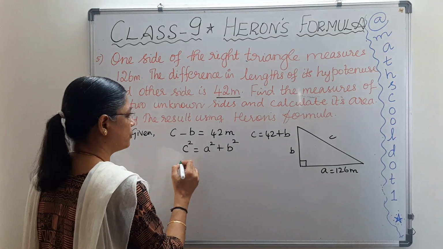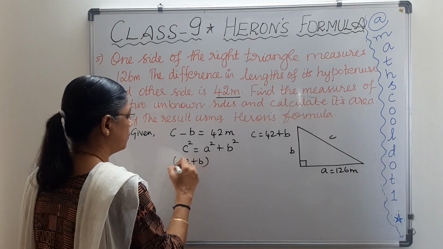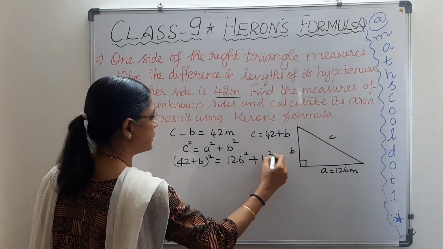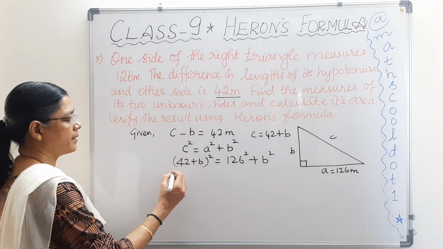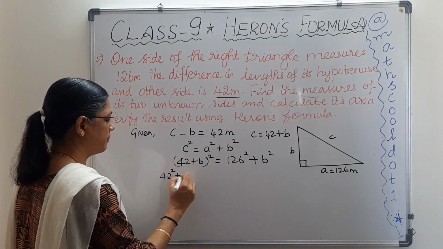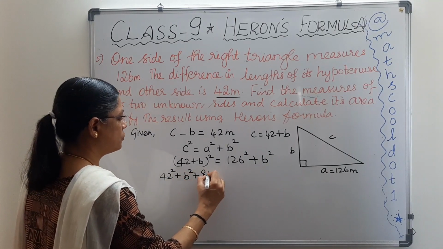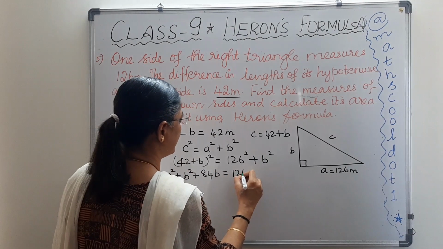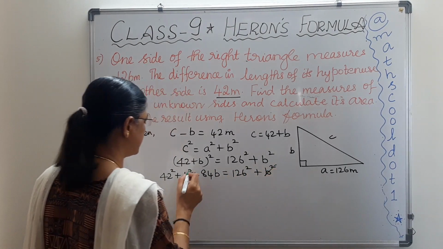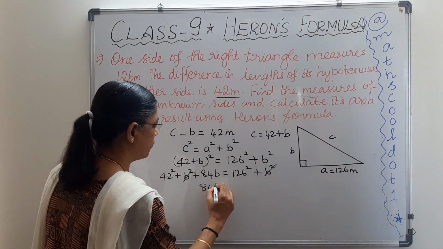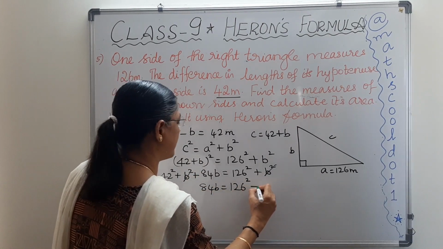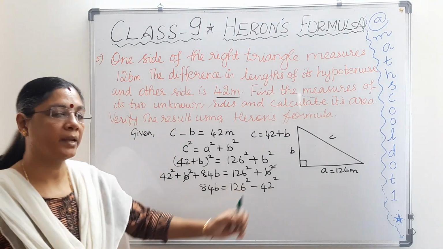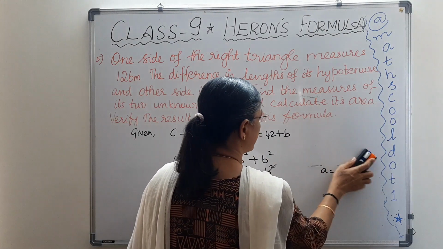So I can substitute: 42 plus B the whole squared is equal to 126 squared, A is equal to 126, isn't it? Plus B squared. Okay, now we'll expand this. A plus B the whole squared is A squared plus B squared plus 2AB, that is 84B. 2 into 42 into B is 84B, and 126 squared plus B squared. Now B squared gets cancelled. I have 84B is equal to 126 squared minus 42 squared. See, just observe, 126 squared minus 42 squared. We need to square 126 and 42.